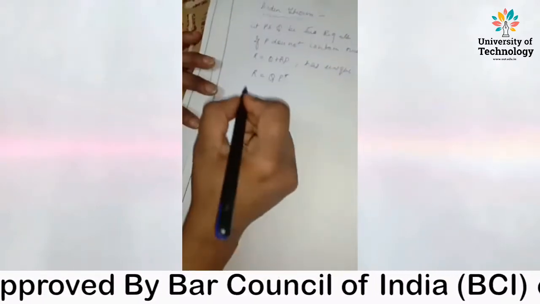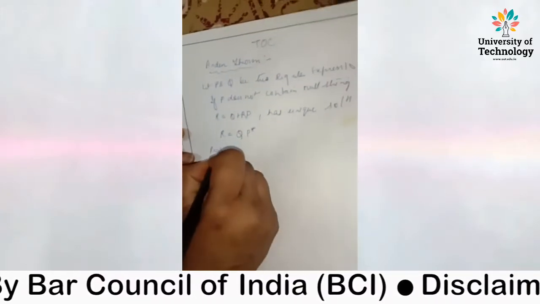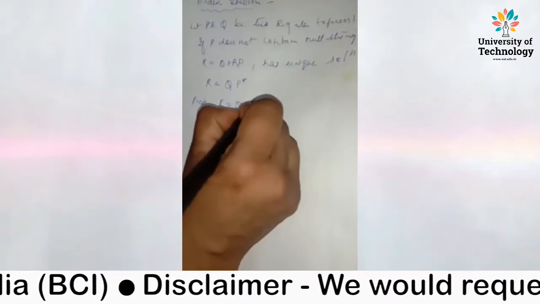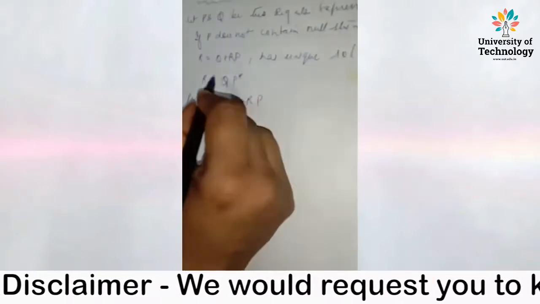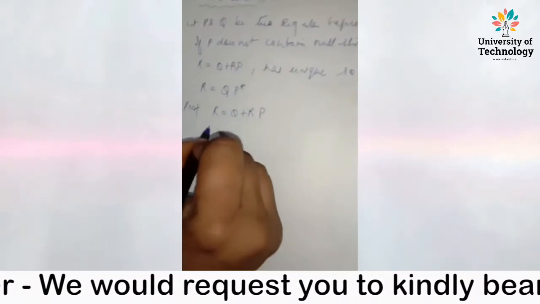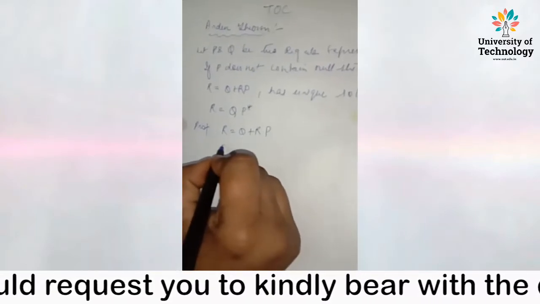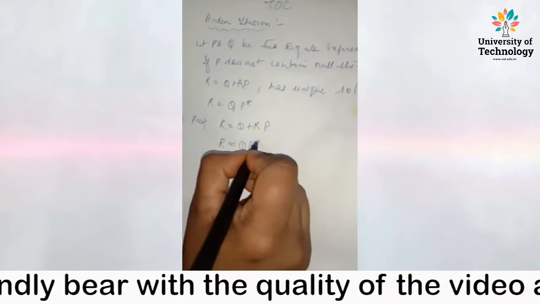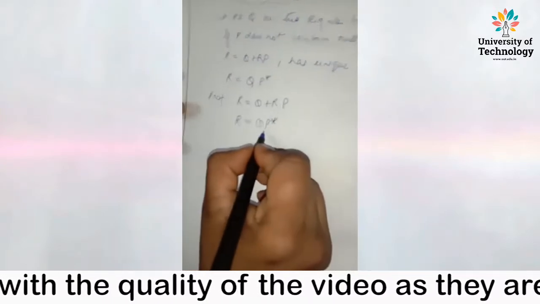Right, now we are going to see the proof of this Arden's theorem. Proof. So what equation is given to us? R equals Q plus RP. We have to prove that it has a unique solution, which can be written as R equals QP Kleene closure. This is what we have to prove. Now we are going to see the proof.